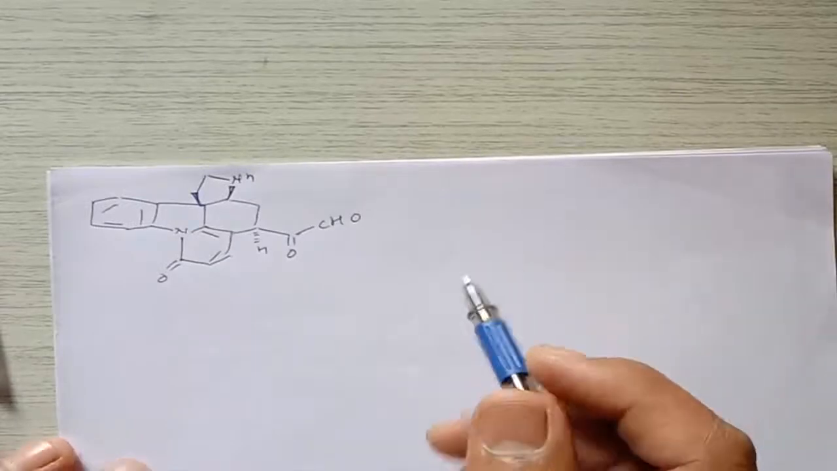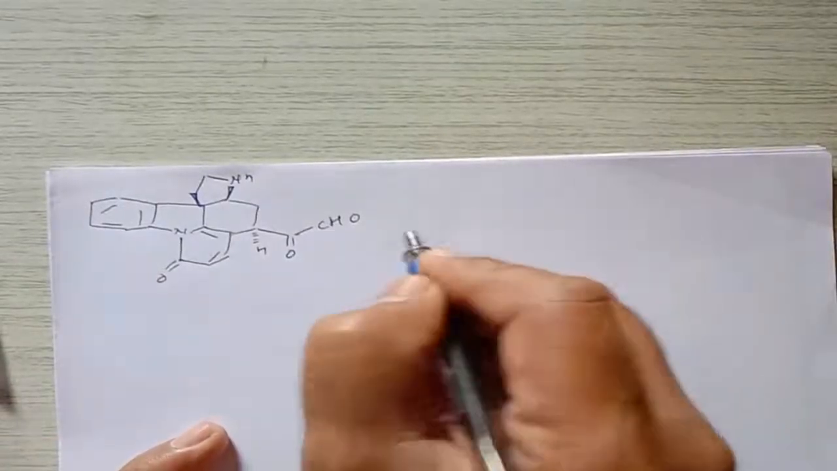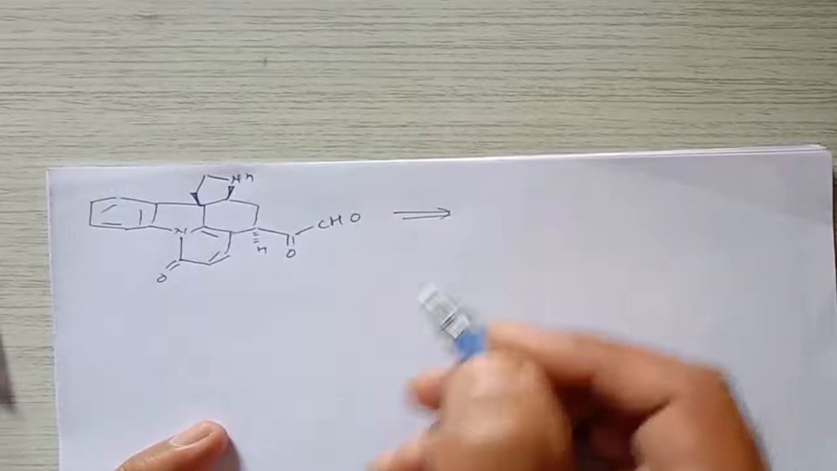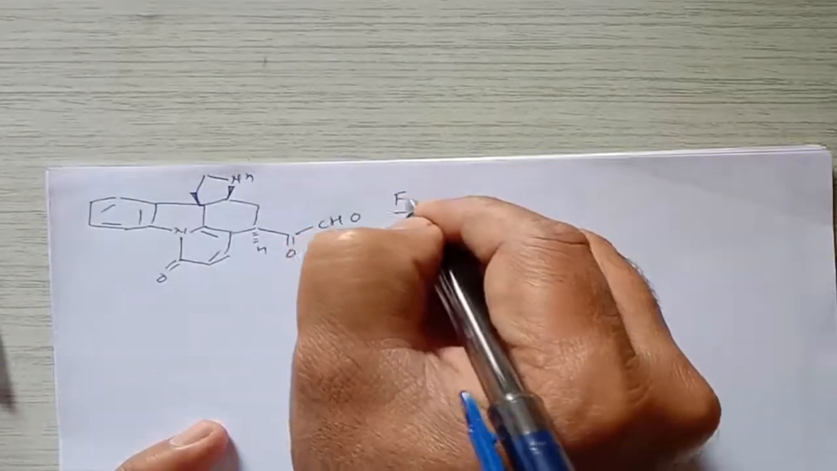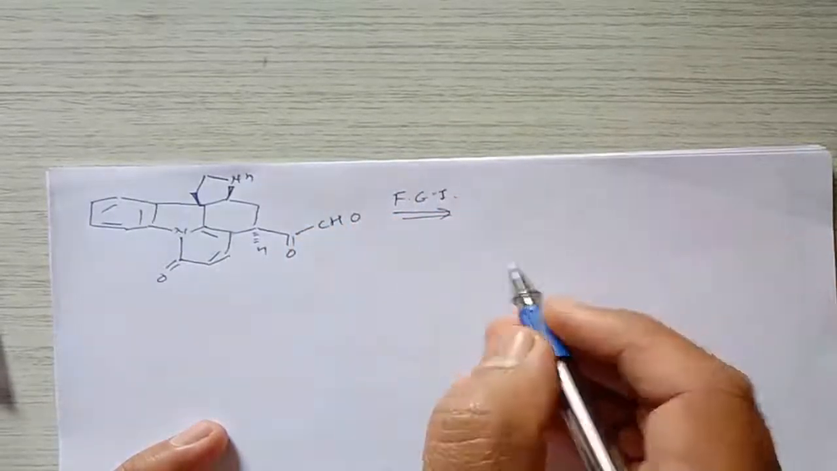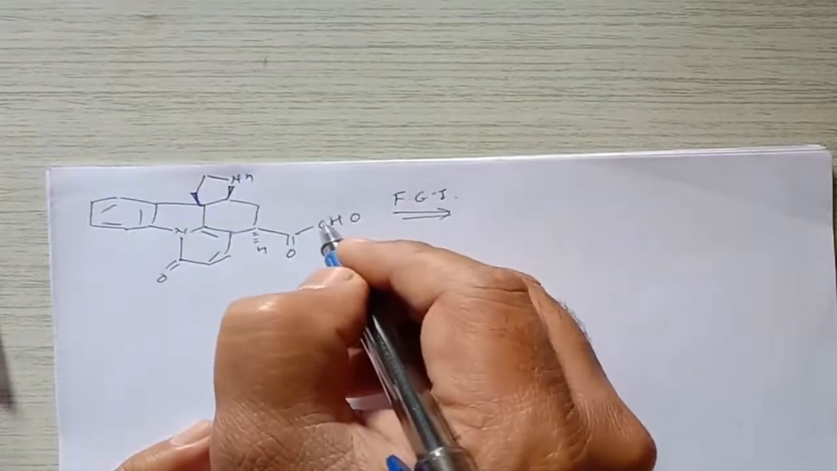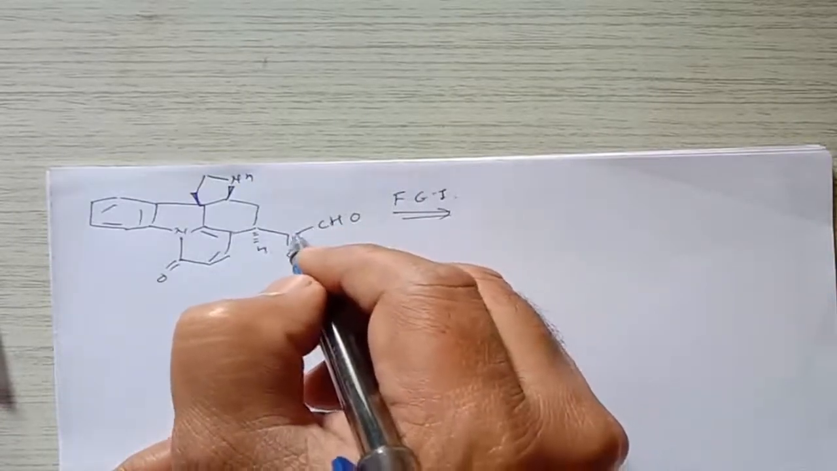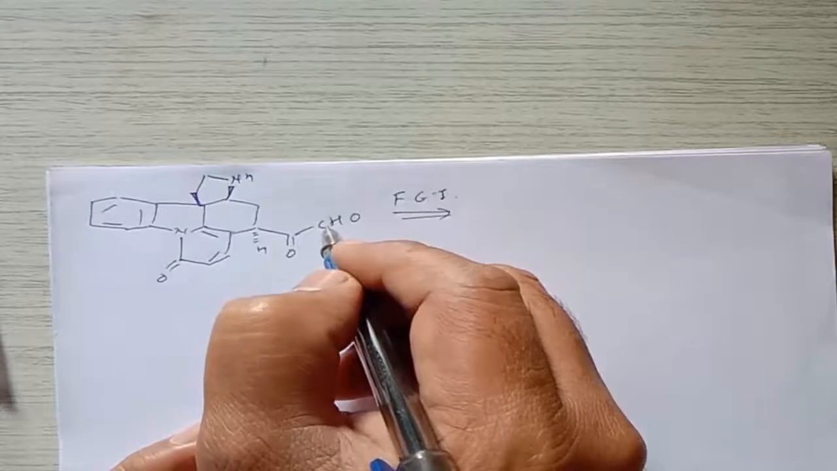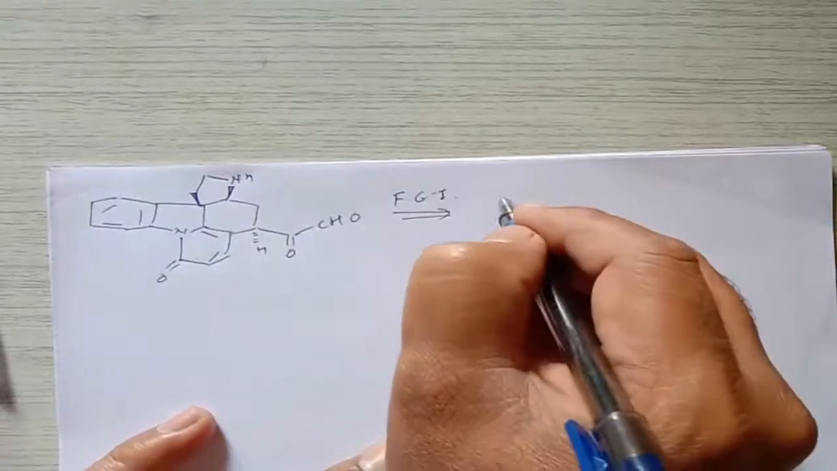After that we can convert this molecule by a functional group interconversion. Functional group interconversion means this aldehyde group we can introduce simply, suppose there is a methyl group, we can introduce the aldehyde functional group here.